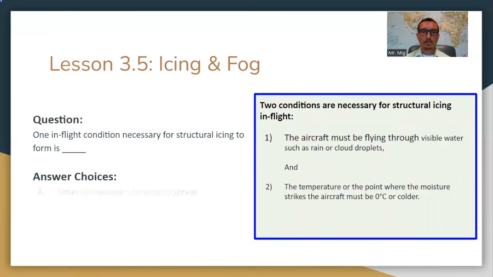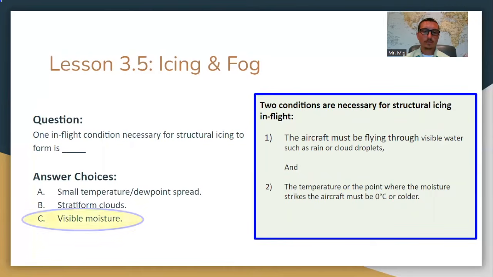Okay, here we go. Question time. One in-flight condition necessary for structural icing to form is, pause the video and choose an answer. Visible moisture. If you have visible moisture and then you're flying up in altitude, it could be colder up there and that could cause that structural icing.